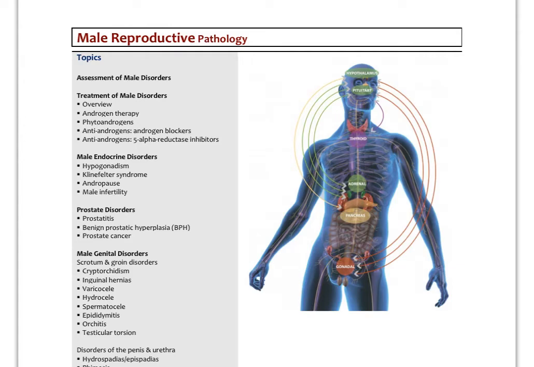Hello and welcome to the second part of the male reproductive pathology lecture. In this lecture, I'm going to look at male endocrine disorders, the different causes of hypogonadism, explore Klinefelter syndrome in a little more depth, and talk about andropause and male infertility.